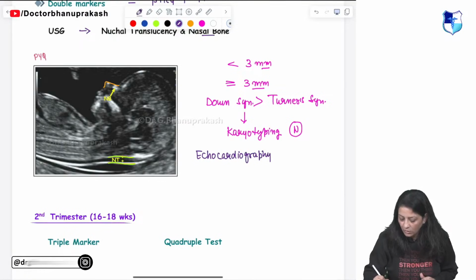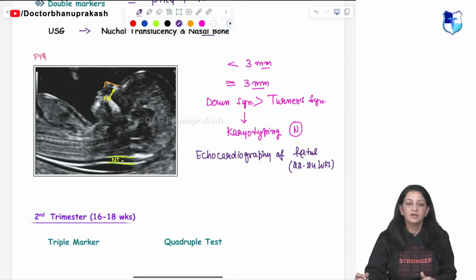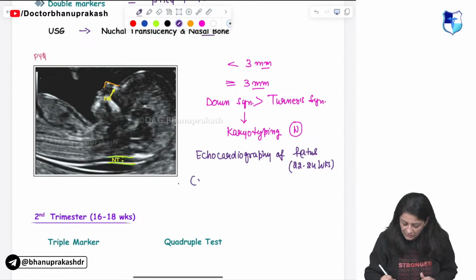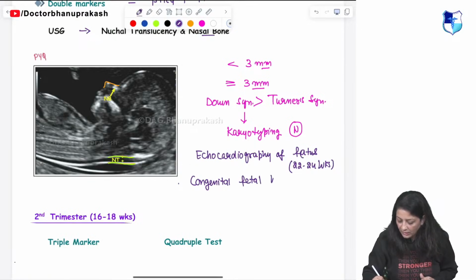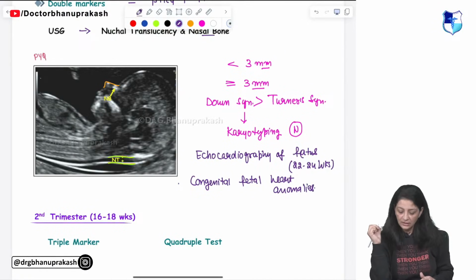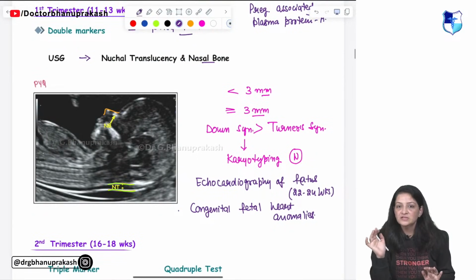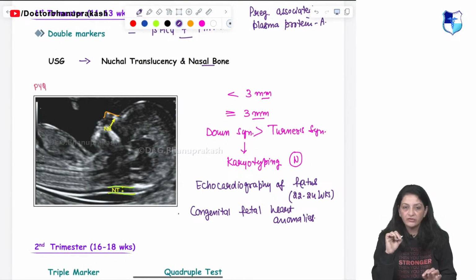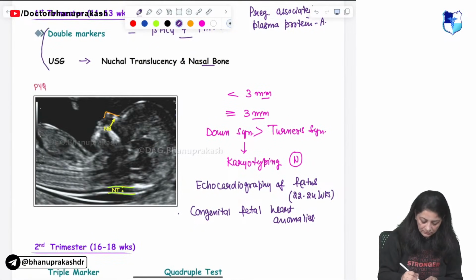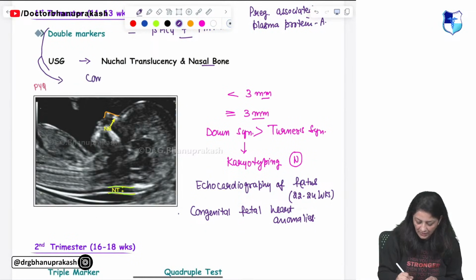Echocardiography of the fetus at around 22 to 24 weeks of gestation, because the other cause could be congenital fetal heart anomalies and fetal heart defects. So these are the first trimester tests: ultrasound and dual markers, collectively called the combined test.